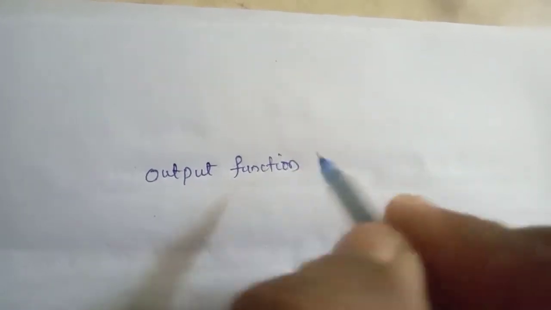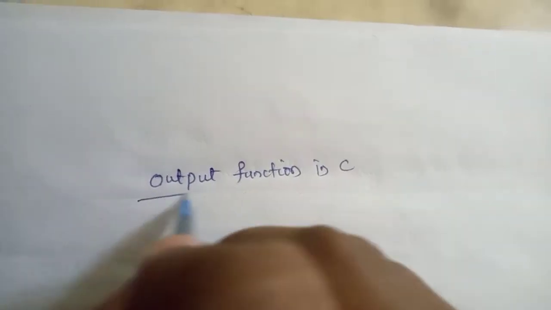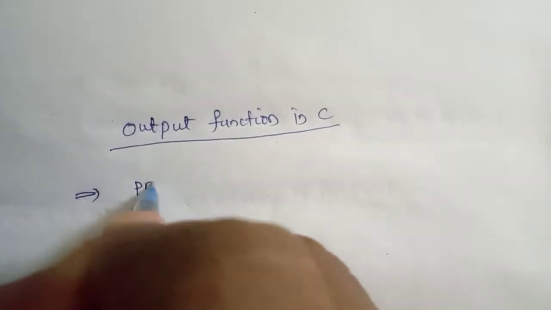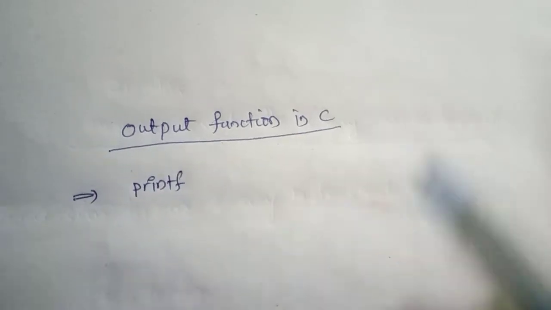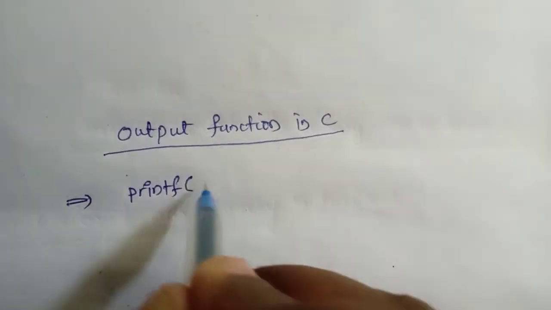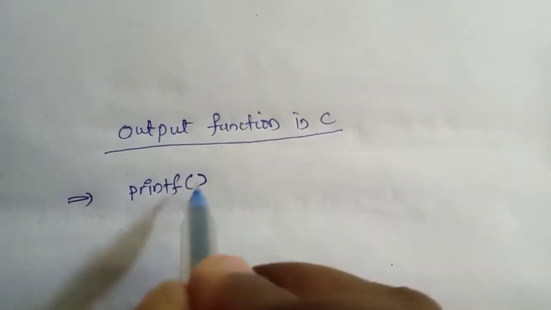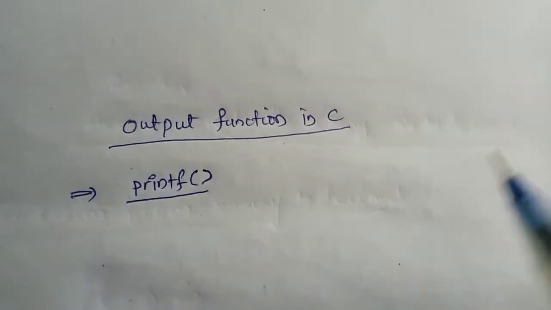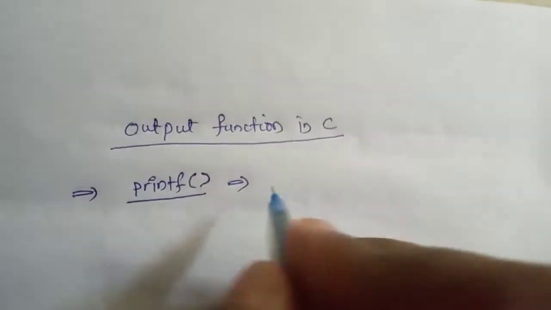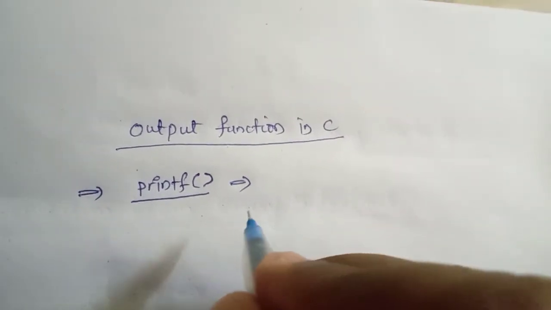Output function in C. So the output function in C is printf. For every function there exists parentheses. To identify the function we have to use parentheses. So printf is the output function used in C, which is used to print the output on the monitor.